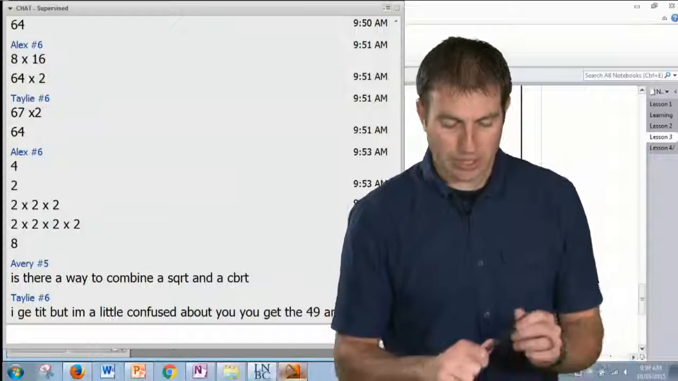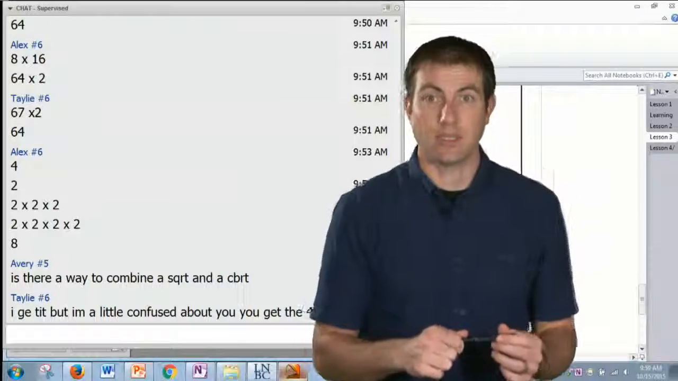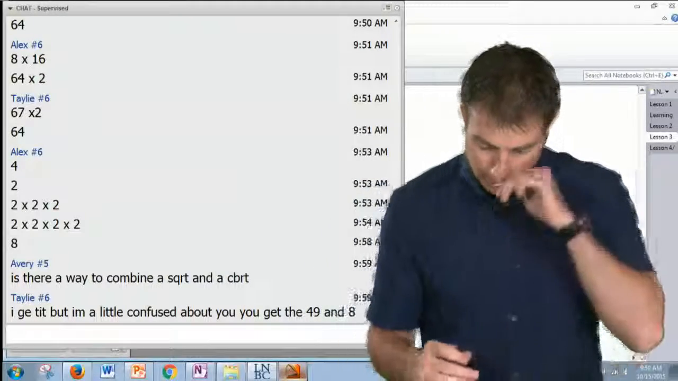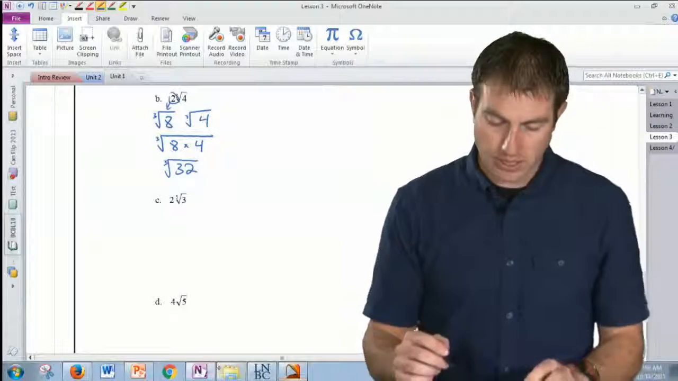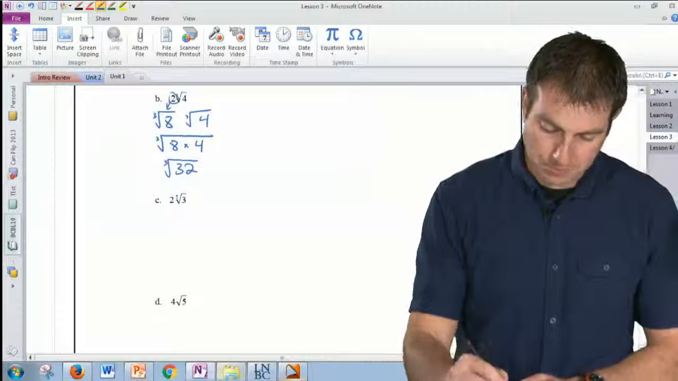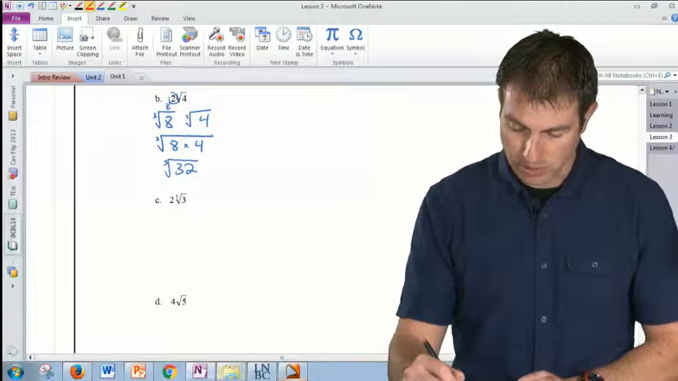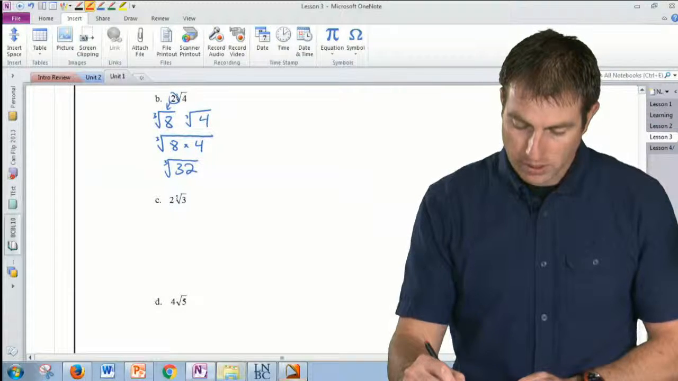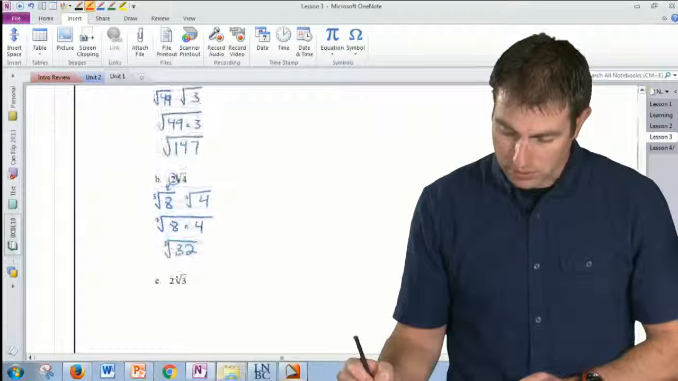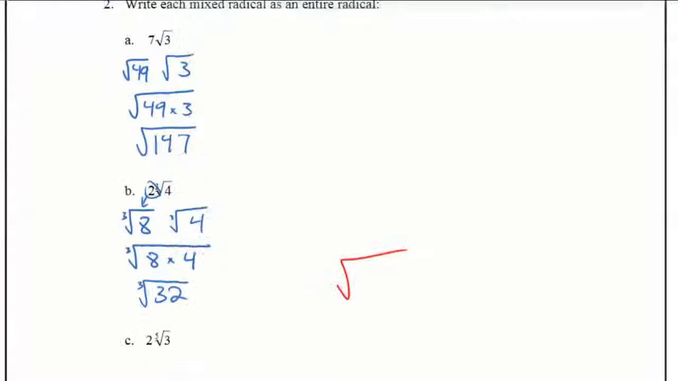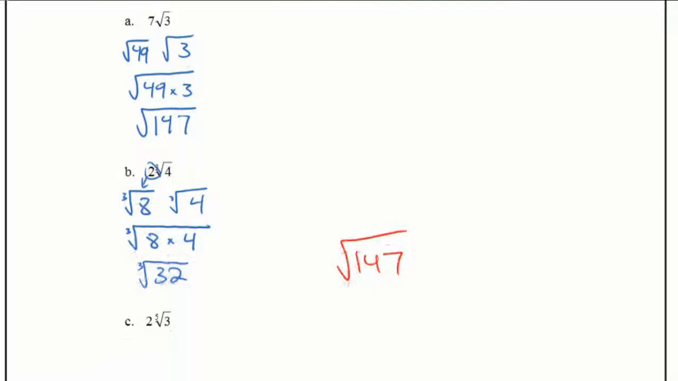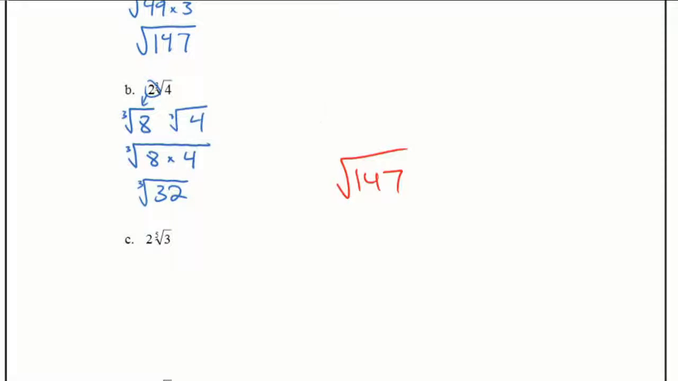Taylor's confused about getting the 49 and the 8. Okay. So let's do this question, Taylor, or everyone, if you want to think of it this way. Maybe I'll go to a simpler one. So the 7 root 3. If I gave you the square root of 147, and said write it as a mixed radical, you don't even need to write this down if you don't want to.